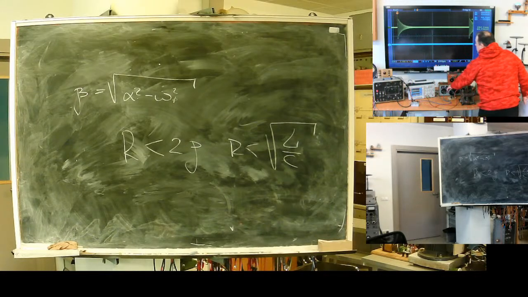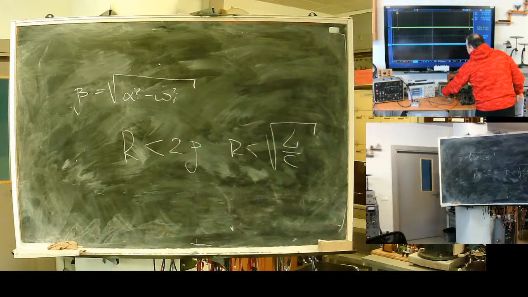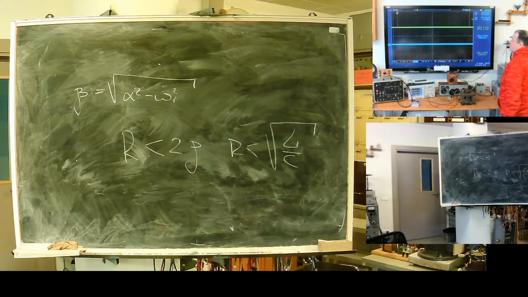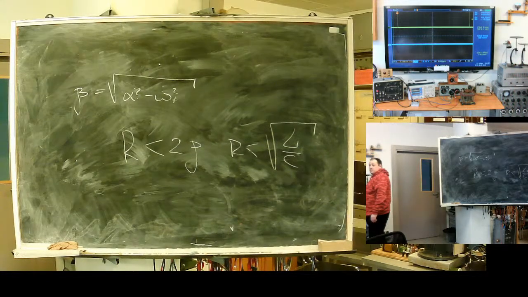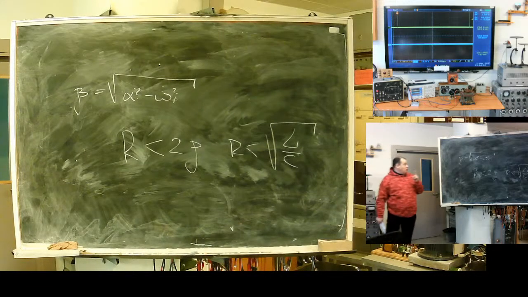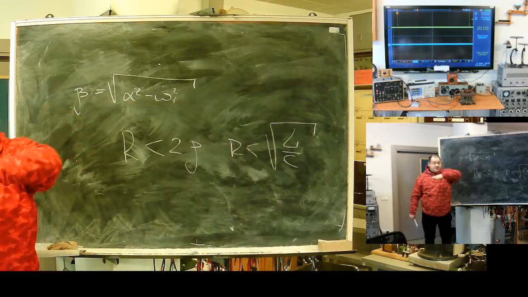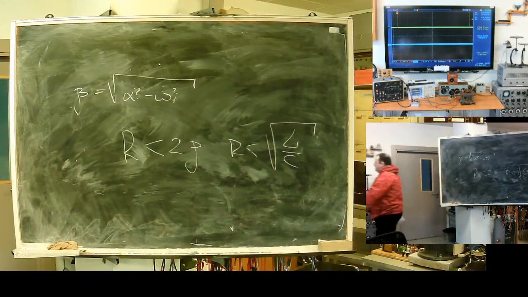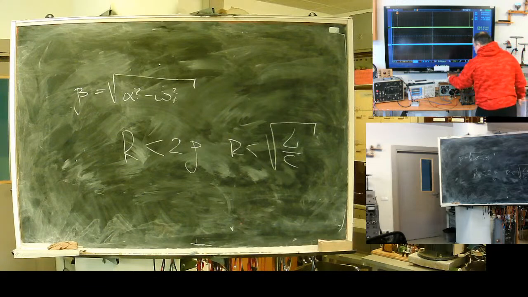I will increase resistance. Decaying, decaying. Add more resistance, more resistance. Here, one second. Here it is, the so-called critical resistance, when they are equal. At this moment, alpha, the decrement, is equal to frequency. And we see one pulse.